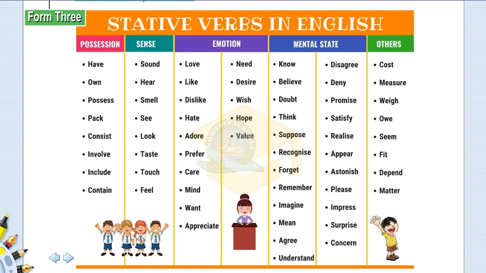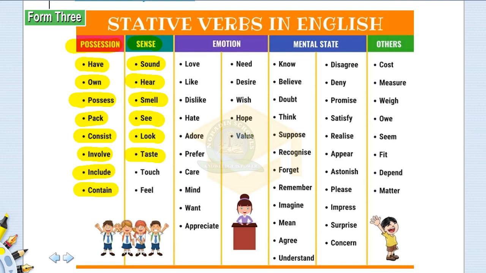Let's take a look. Verbs that are known as the possession verbs, like have, own, possess, the word pack, and then this one, consist, involve, include, contain. They don't normally take the ing form. And these are known as the senses. All right. So sound, hear, smell, see, look, taste, touch, feel. They don't take the ing form.